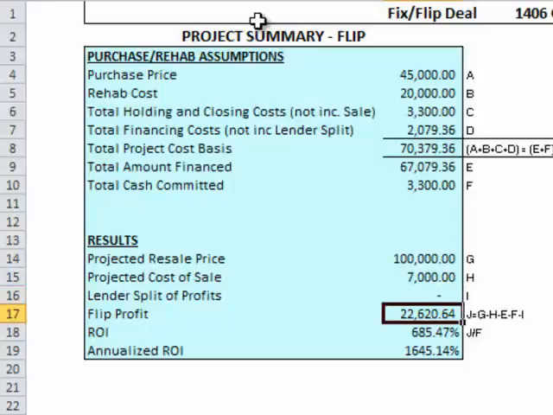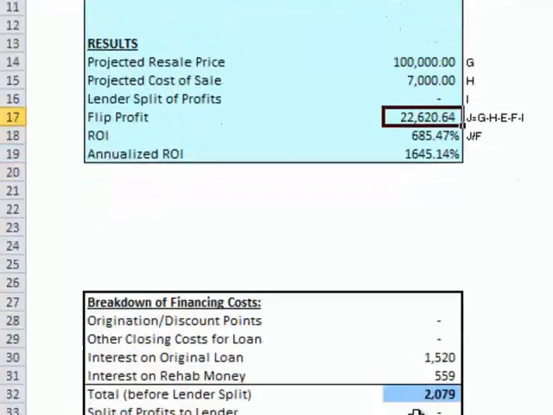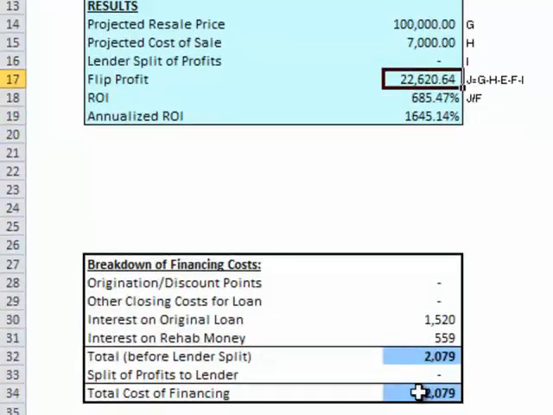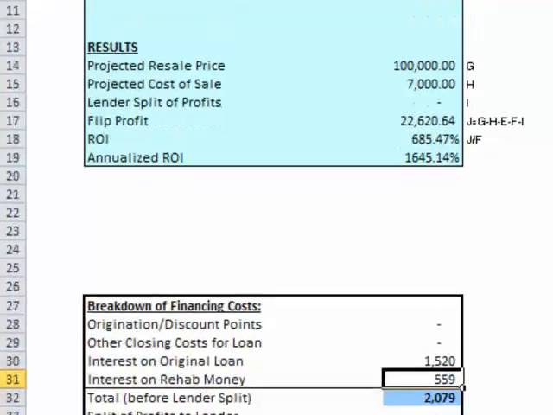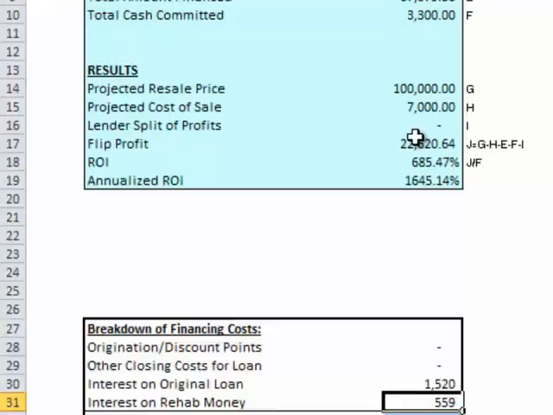And if we go down here, these are your financing costs. $2,100. Out of that, interest on original money, which is the purchase price, and then interest on your rehab draws is another $560. So there you go, very clear breakdown of this deal. Private lender makes a good rate of return, and you make a very nice chunk of cash on the sale.